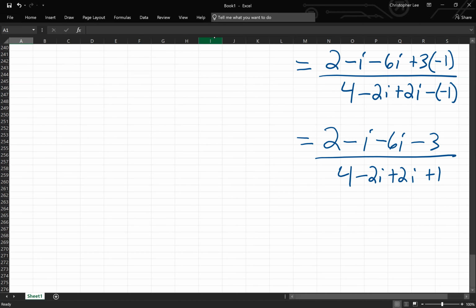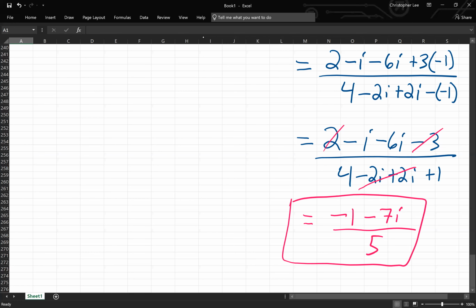So when I'm combining like terms now, these two in the bottom will cancel out. Combining like terms up top, 2 minus 3 is what? Negative 1. Very good. And negative i minus 6i is negative 7i. Very good. And then on the bottom, 4 plus 1 is, say it again? 5. 5, right? And that's it. That's the final answer.